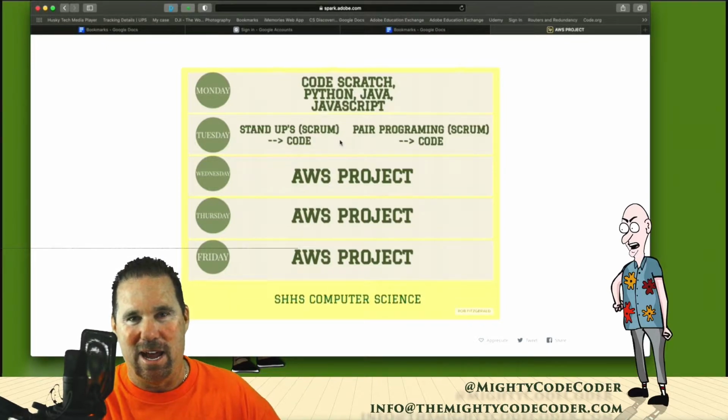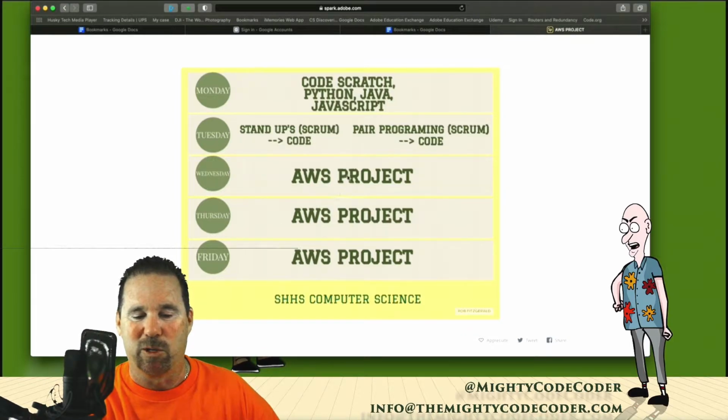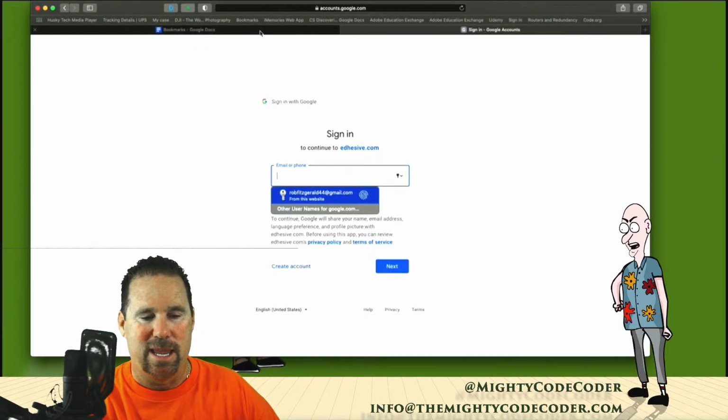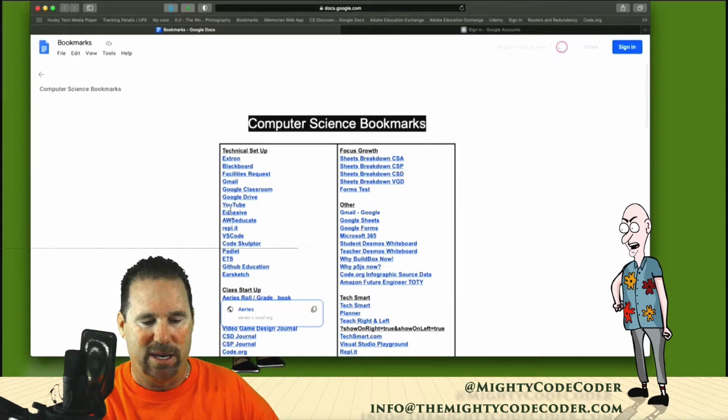and did that AI piece, that Amazon Comprehend. So we kind of did an AWS project yesterday, so I'm going to flip these around and do a coding one today. I'm going to flip them this way. And so that's what we're going to do. So I will go ahead and close this and I will go into Edhesive.